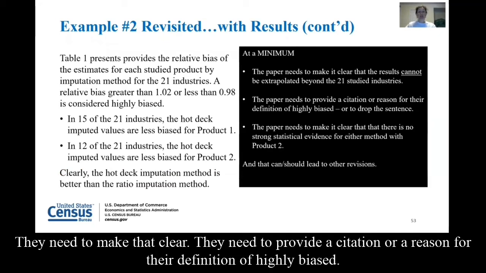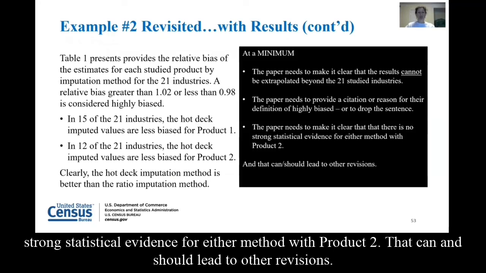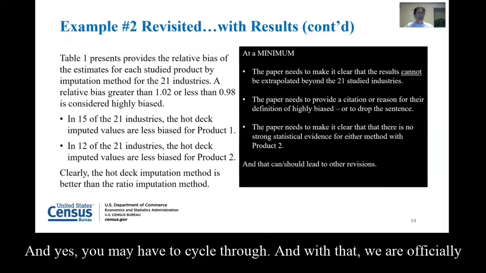They need to provide a citation or a reason for their definition of highly biased, or drop the sentence. And they need to make it clear that there's no strong statistical evidence for either method with product 2. And that can and should lead to other revisions. And yes, you may have to cycle through.